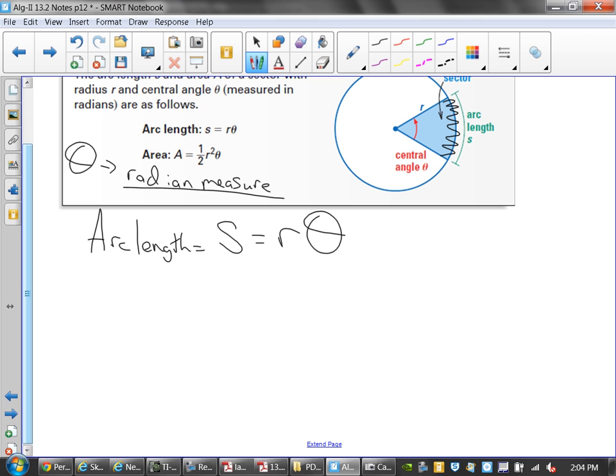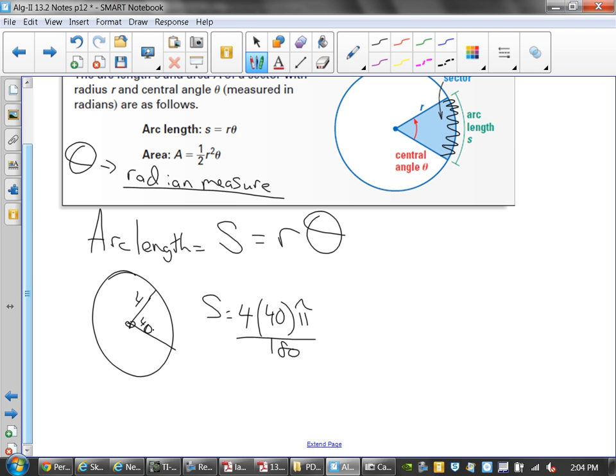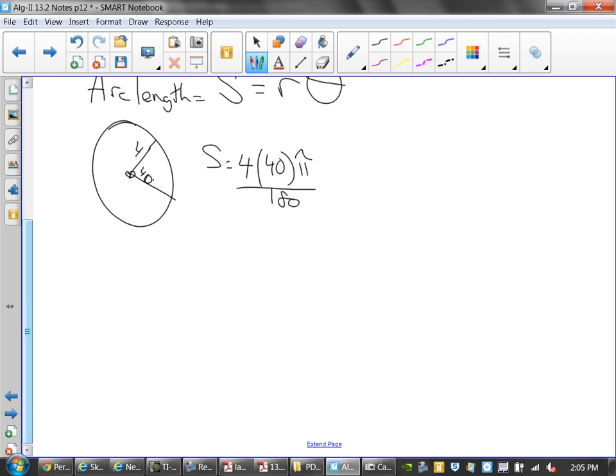If I give you a real simple example, say you have a circle with a radius of 4 and a central angle of 40 degrees, and I want to find the arc length, you're going to find that this is nothing more than a direct substitution problem. I start with my arc length is going to equal 4 times 40 times pi over 180. And again, I'm converting from degrees to radians. I multiply by pi, divide by 180.